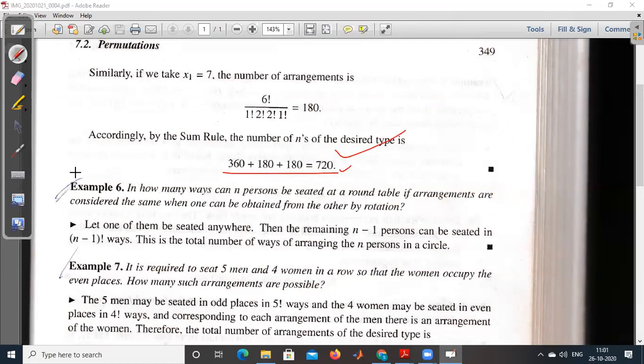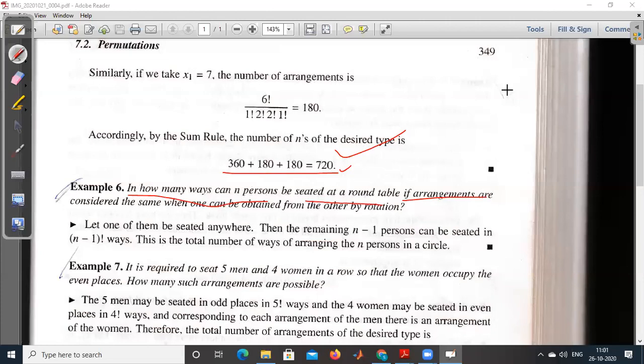So now, in how many ways can n persons be seated at a round table if arrangements are considered the same? See how many ways n persons can be seated at a round table.